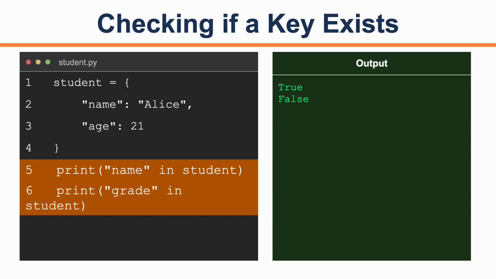Checking name against student returns true because that key exists. Checking grade returns false because we never added it. Both checks run safely without any risk of a key error, and it always gives a clean Boolean answer.